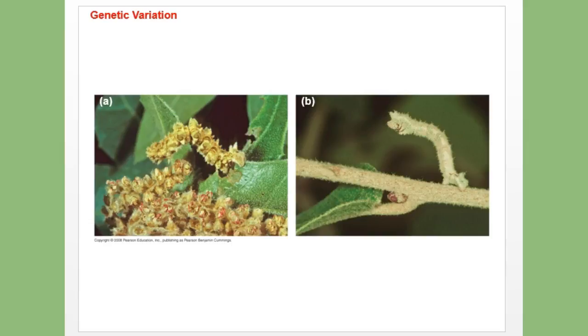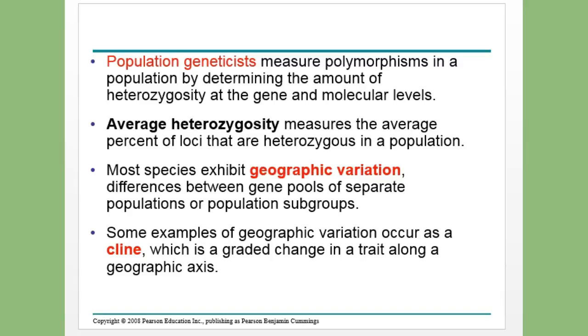And such is also true in humans. Environment plays a large role in what traits, behaviors, and physical appearances are displayed. Population geneticists measure polymorphisms in a population by determining the amount of heterozygosity at the gene and molecular levels. Average heterozygosity measures the average percent of loci that are heterozygous in a population. Most species exhibit geographic variation, differences between gene pools of separate populations or population subgroups.